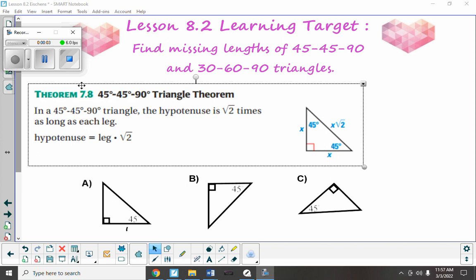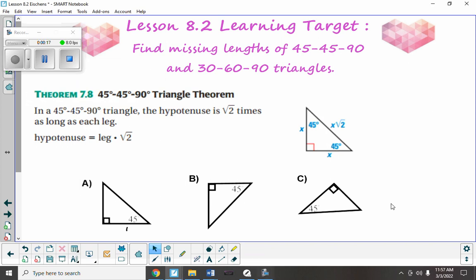Hi, this is lesson 8.2, and we are going to be talking about some special right triangles. Now, typically with right triangles, if we know two sides, we can find the third side by using the Pythagorean theorem. But when we're working with a 45, 45, 90, and also with a 30, 60, 90, we only need to know one side if we know what the extended ratios are.